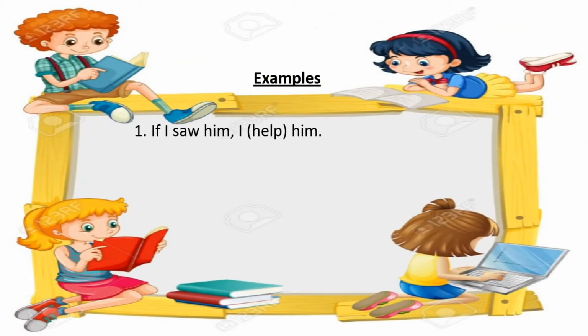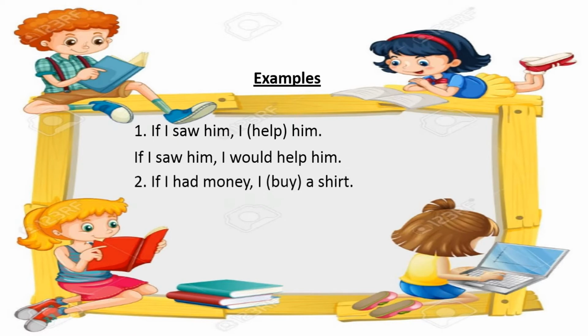If I saw him, I help him. So the first clause is past indefinite tense. So the next part will be past conditional plus verb present form. So if I saw him, I would help him. Here would is past conditional. If I had money, this sentence is past indefinite tense, and the next part will be past conditional. I would buy a shirt.